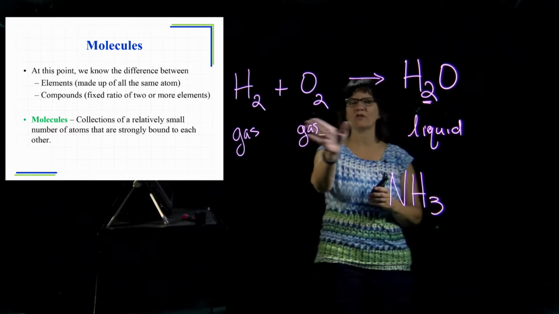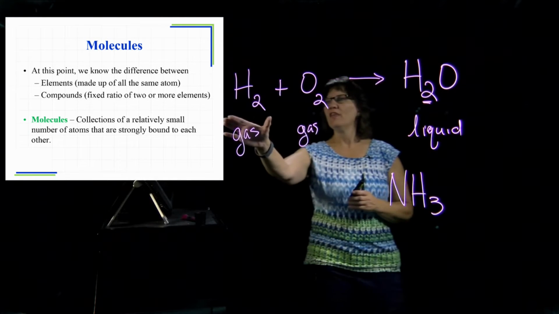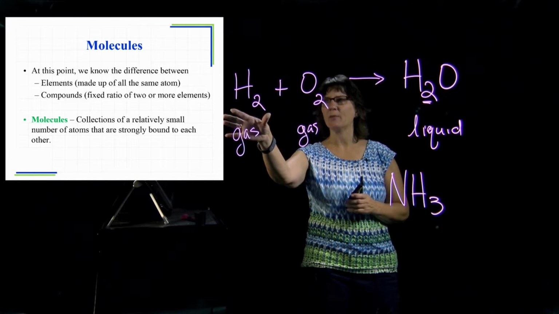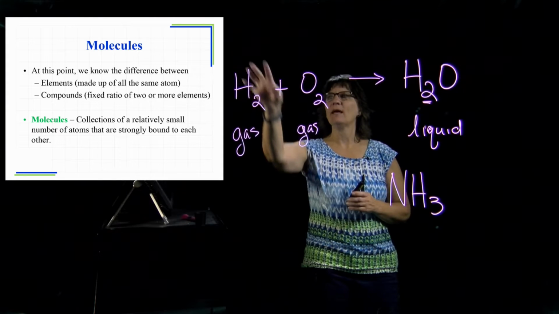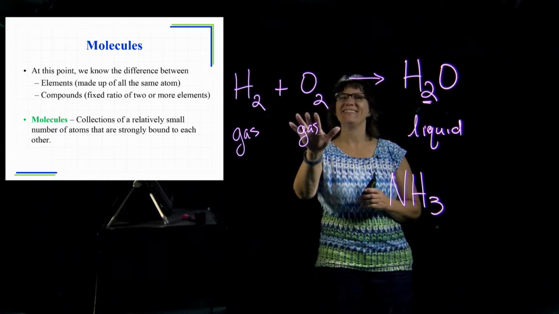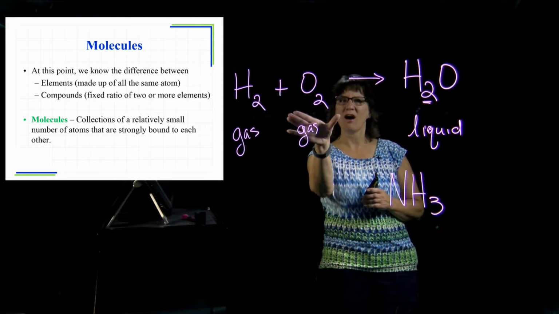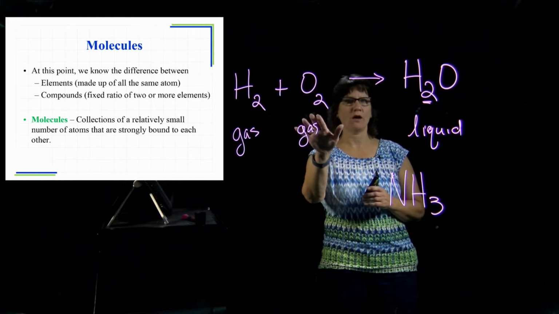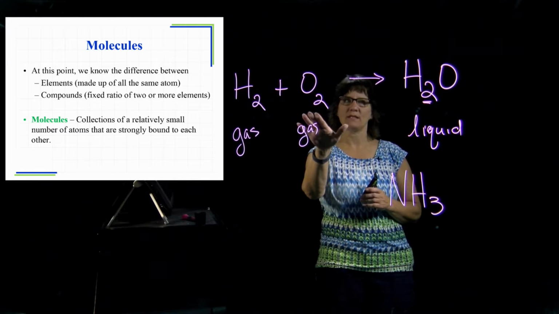Now, if we look at our picture up here again, this is an element, because it's made up of all the same type of atom, hydrogen, and it is a molecule. It's made up of 2 atoms. This is oxygen. It is an element because it's made up of just oxygen atoms. So this is an element, but it is a molecule of oxygen because it has 2 atoms in it.